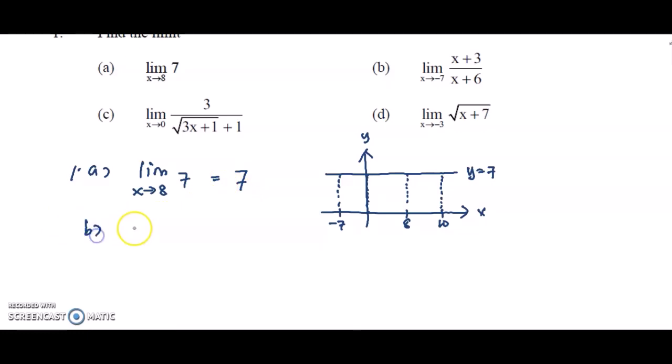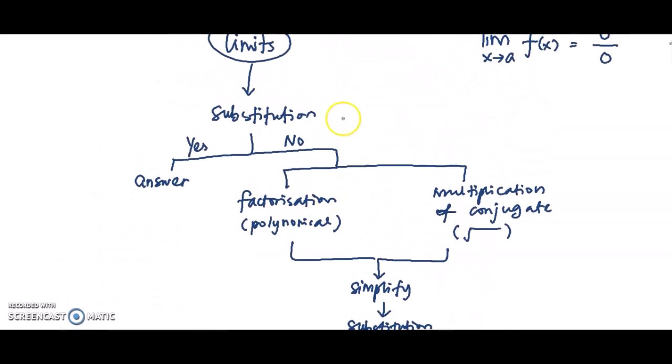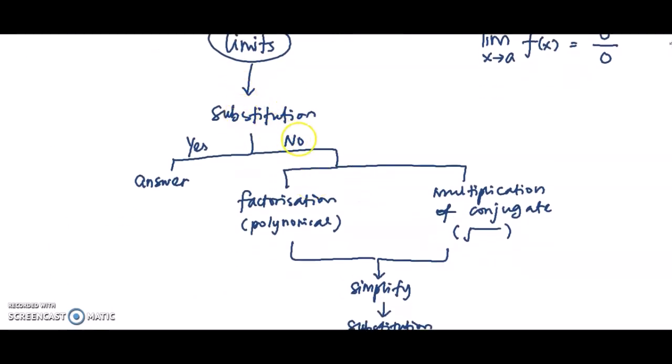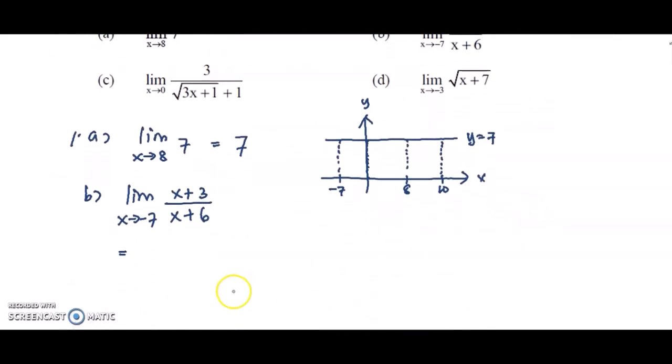And for question b, you're going to find the limit as x approaches negative 7 of (x plus 3) over (x plus 6). So first, we look back to the flow chart. We will start from the direct substitution first. If yes, then we get the answer. If no, then we proceed to the factorization or conjugate. So firstly, we are going to substitute first.